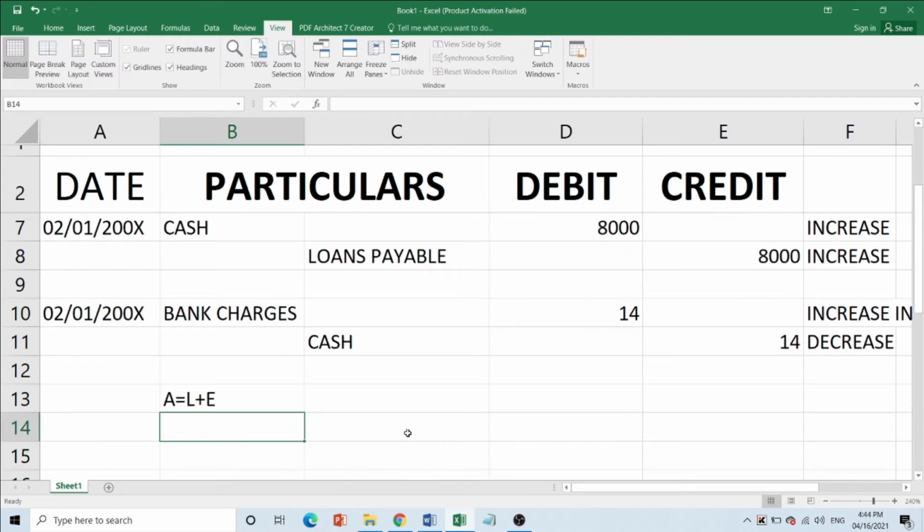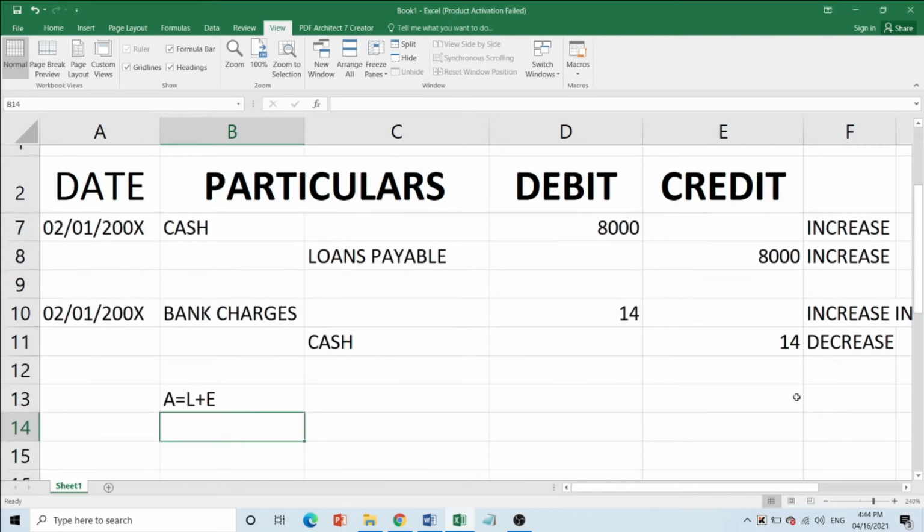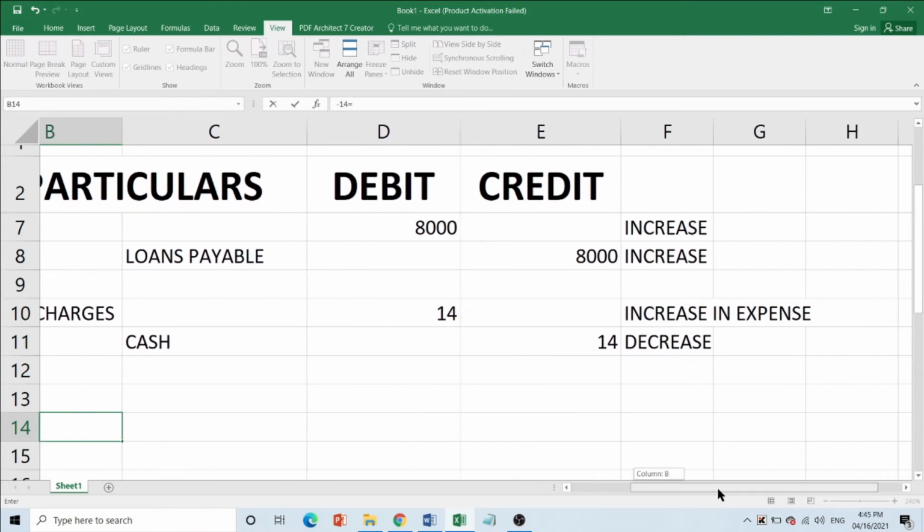Ang nangyari, nag-decrease daw po si asset. Tama, kasi nagbayad eh. Cash, decrease. Tama? Negative 14. Nilagay na lang natin negative 14. Decrease. Paano to kasi increase? Sabihin nyo, paano po yan? Kasi increase to. Increase in expense. Yes, it is an increase in expense.